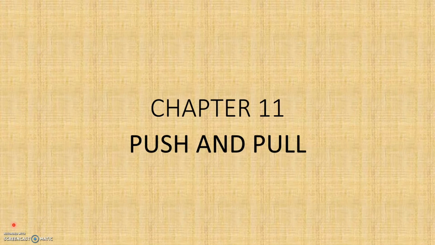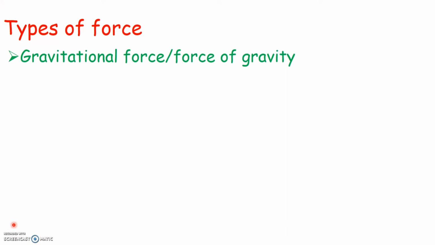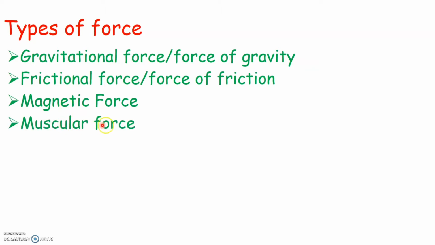So by now, you are all familiar with what is force and what are the effects of force. So in today's class, we are going to learn about four different types of force. The first type of force is known as a gravitational force or force of gravity. The second one is frictional force, otherwise known as force of friction. Next one is magnetic force, and the last one is muscular force. So these are the four different types of forces.